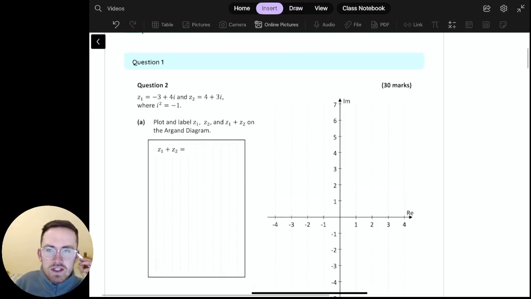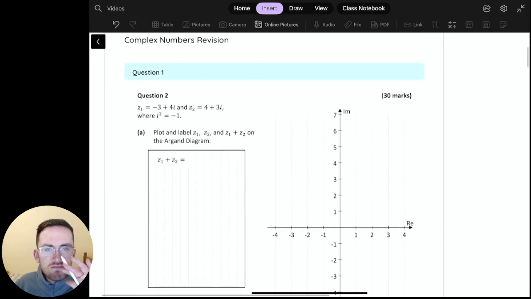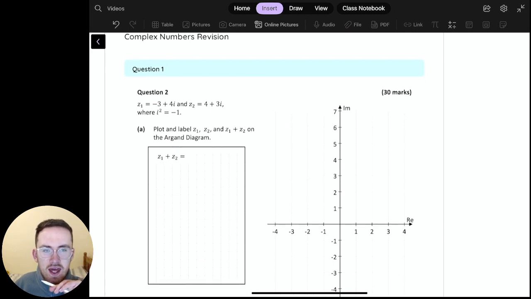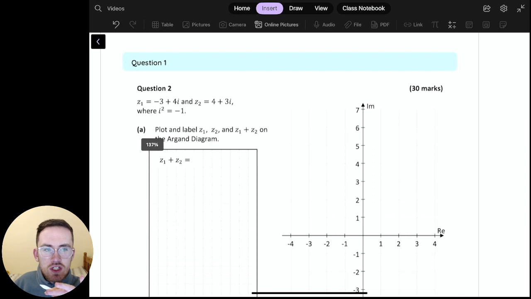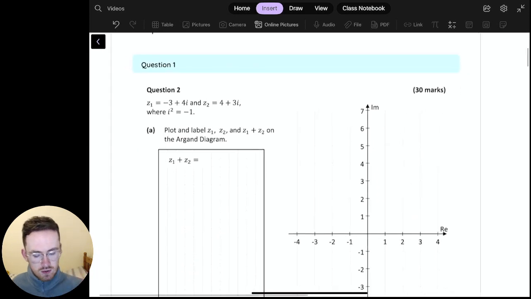Okay, let's do some complex numbers. So I'm going to go through this revision sheet, going to go as quick as we can through it, pointing out some key bits to watch out for, some ideas, just that usual sort of thing.